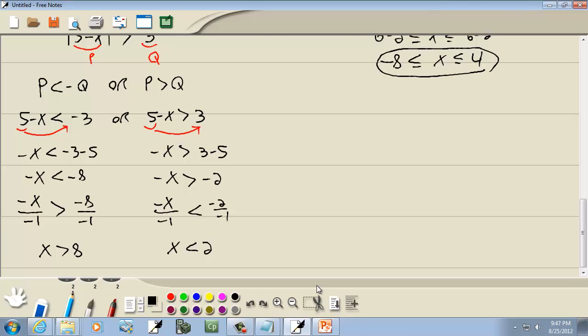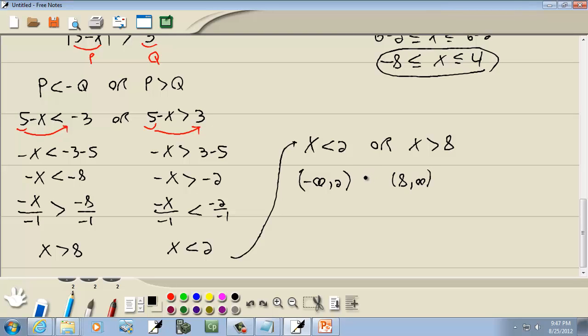Now usually you put the smaller part of your answer on the left side. So it would be x is less than 2. And over here it would be x is greater than 8. And there's an or between them. And again, if you were to write it in interval notation, this would be from negative infinity to 2, parentheses on both of them. This would be from 8 to positive infinity, parentheses on both of them, and then a union symbol in between them.